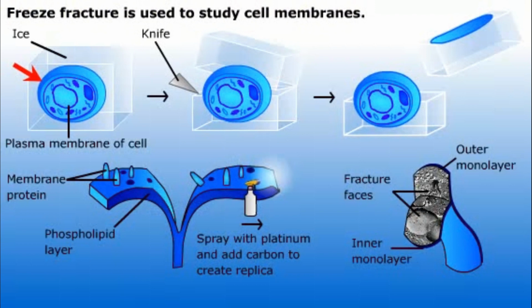Freeze fracture provides a way of visualizing plasma membranes. Cells are frozen in liquid nitrogen at -196 degrees Celsius. The frozen block is cracked with a special knife. The fracture plane usually passes through the hydrophobic interior of a membrane bilayer. The membrane faces are sprayed with a platinum-based compound to aid visualization. The original membrane is dissolved away, leaving a replica of the original membrane on a platinum film. The membrane replicas are viewed.